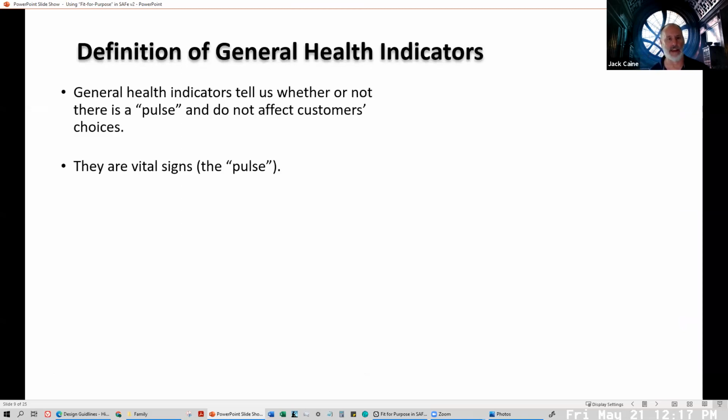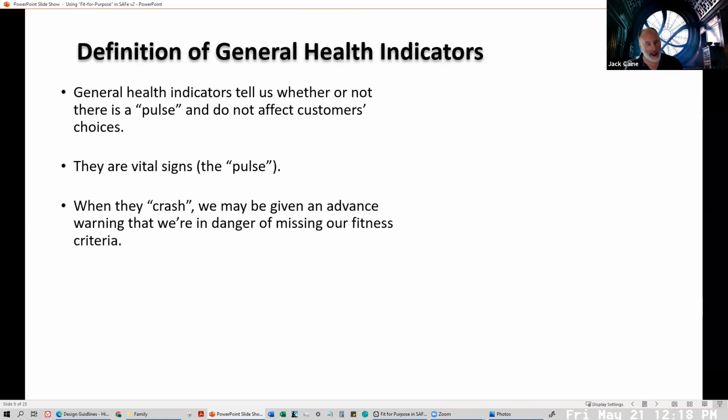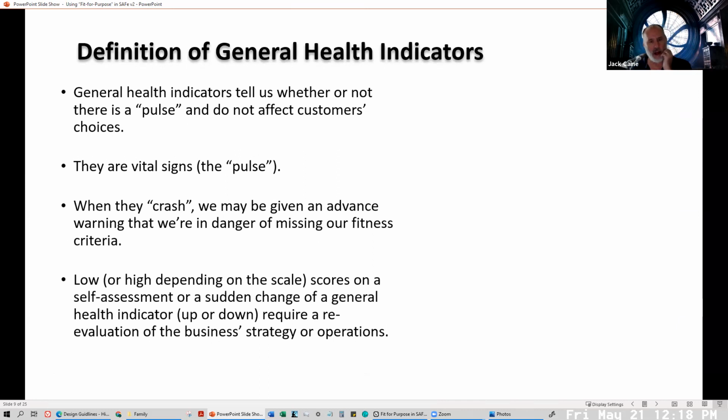So general health indicators. This is the pulse, but they do not affect customers' choices, right? They are vital signs like a heartbeat. So when these metrics crash, we may be given an advance warning that we're in danger of missing our fitness criteria. So, low or high scores, depending on the scale, on a self-assessment or a sudden change of a general health indicator up or down require a reevaluation of the business's strategy and operations.